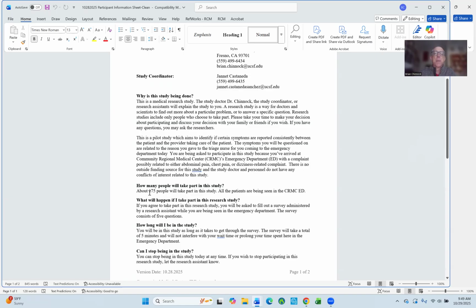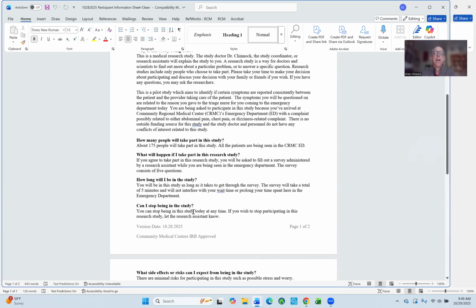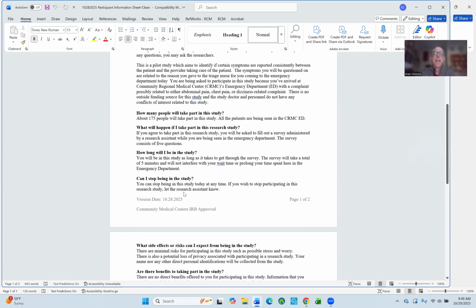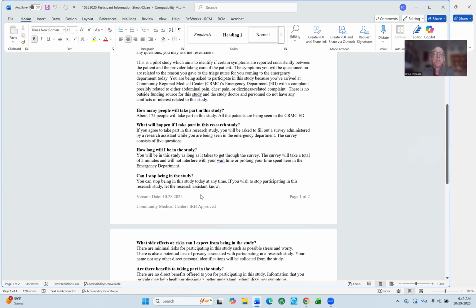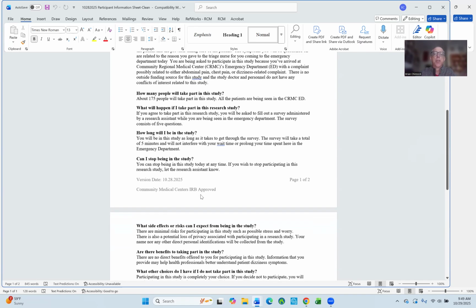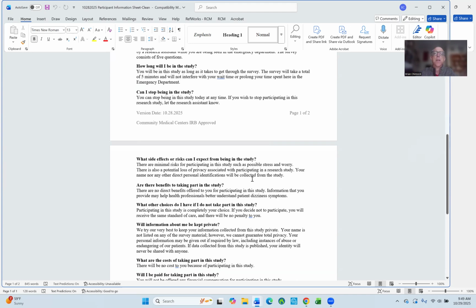About 175 people will take part in the study. If you agree to be part of the study, what we'll do is have you just fill out a survey that takes about 5 questions with a couple of extra questions in there, depending on your answers. Getting through the survey takes about 5 minutes. You can say no at any time, and it doesn't affect your care here in the emergency department.